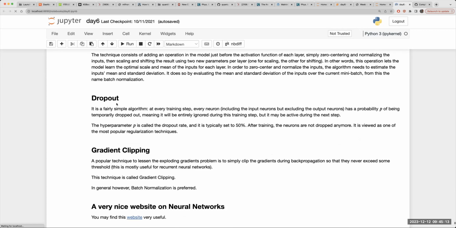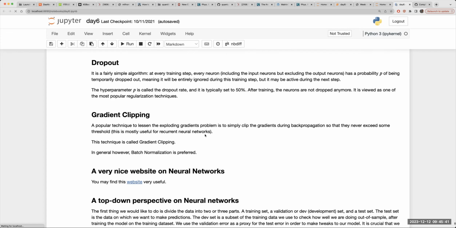You can use dropout, where you implement a fairly simple algorithm at every training step. Every neuron has a probability P of being temporarily dropped out, meaning it will be entirely ignored during this training step, but it may be active during the next step. That gives a new hyperparameter, called the dropout rate, which is set to 50%.